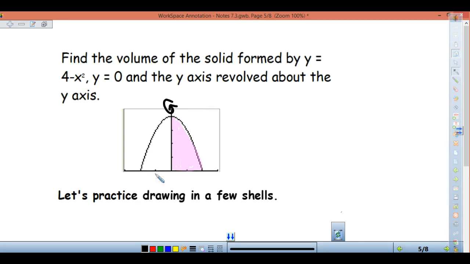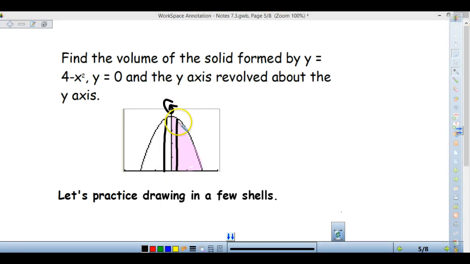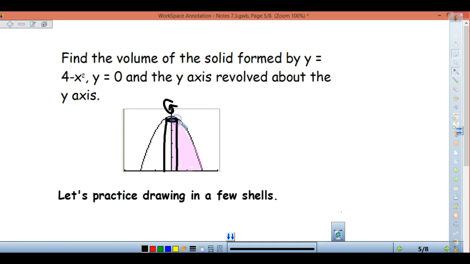So what I want to do first, before we actually get into setting up the integral, is to draw in a few shells. So remember that the shells are going to be growing from the axis of revolution, the line that we're revolving around. So one of the shells that's really close to the y-axis here. They're going to be really skinny shells up there that are tall. And then as we move throughout the region, if we're out here, here's what one of the shells would look like.